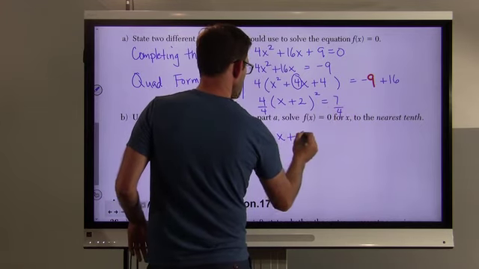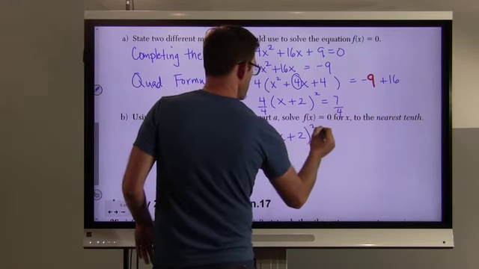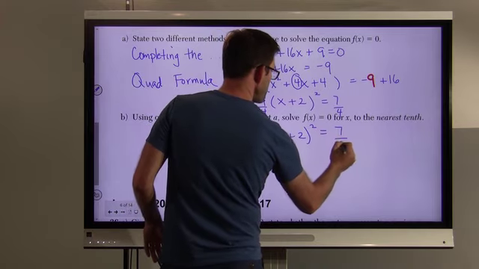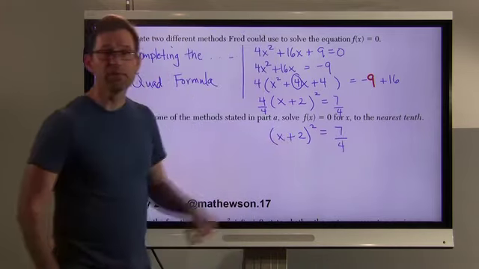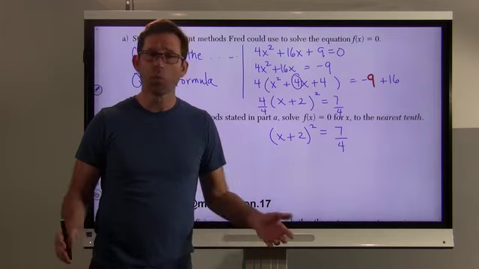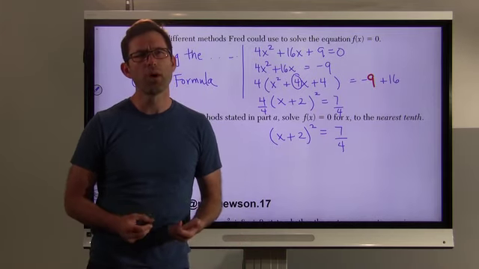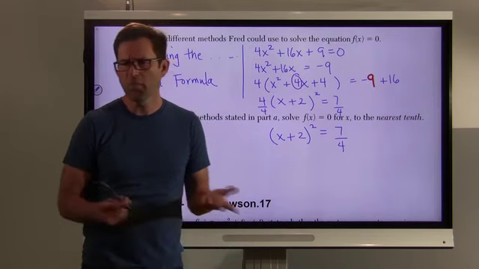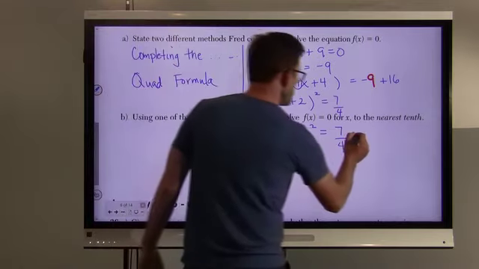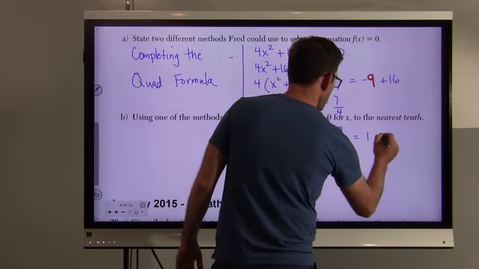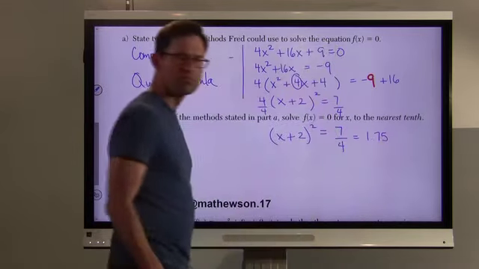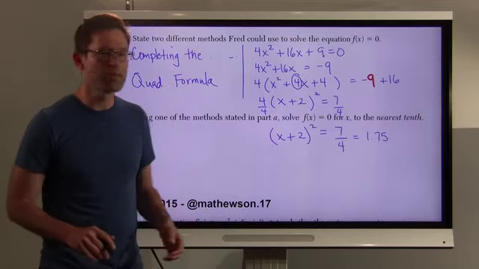That's going to give me (x + 2) squared is equal to 7/4. I think I'd just leave it that way, just leave it as 7/4. I mean, if you wanted to, you could make that into 1.75. And you might want to, because maybe that'll be easier to deal with now that I think about it. Right? So 7 divided by 4 is 1.75.